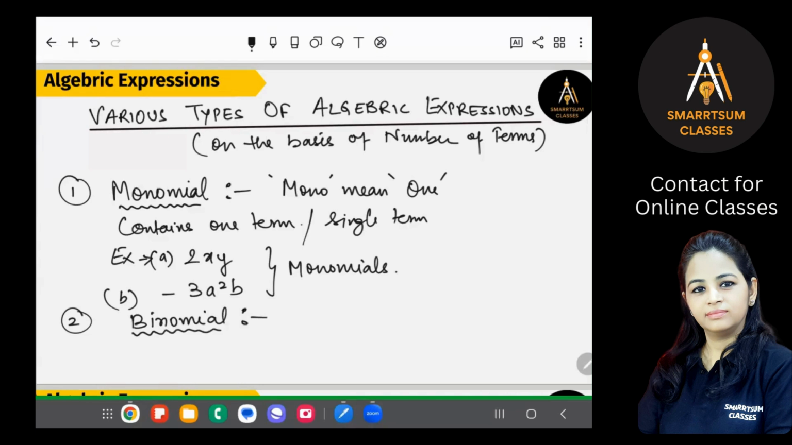Binomial algebraic expression. Bi means two, right? So any algebraic expression containing two terms is called a binomial algebraic expression, right? For example, 2a plus 3b. So you can see here there are two terms. So this is a binomial algebraic expression. So everybody getting this? Yes.